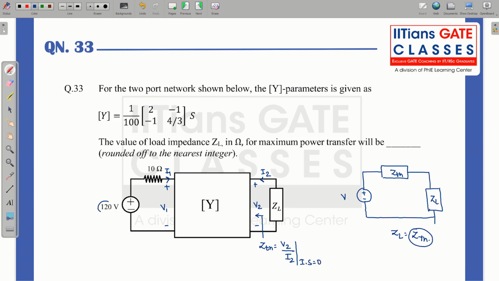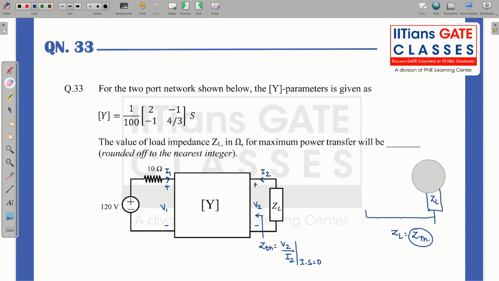Independent source is this 120 volt. As this is a voltage source, your voltage source will be short. If this was a current source, I would have opened this circuit from here. Okay. So now let us try to find out ZTH. So one by one, let me write the equation.